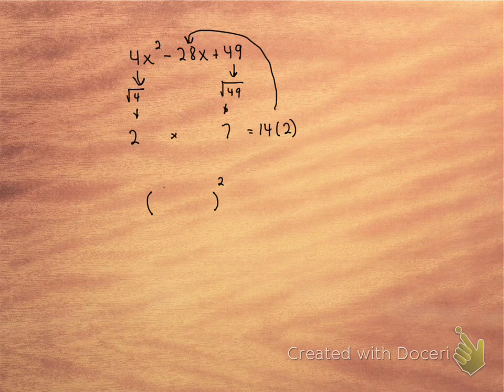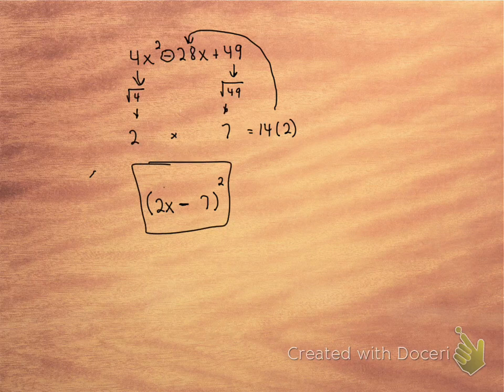So the square root of 4 is 2. The square root of x squared is x. The square root of 49 is 7. And we bring down whatever that first sign is. And you are finished.